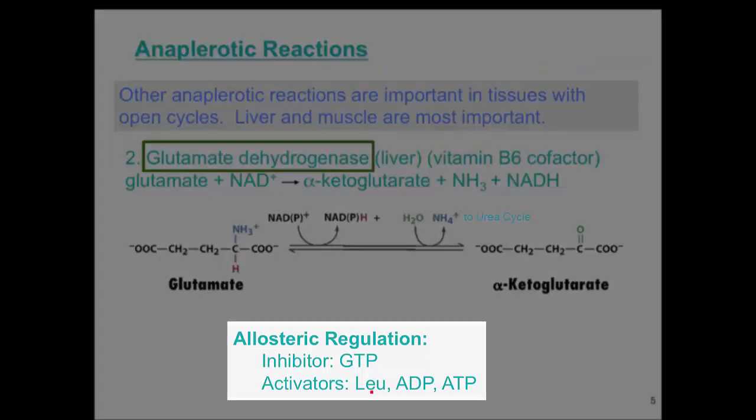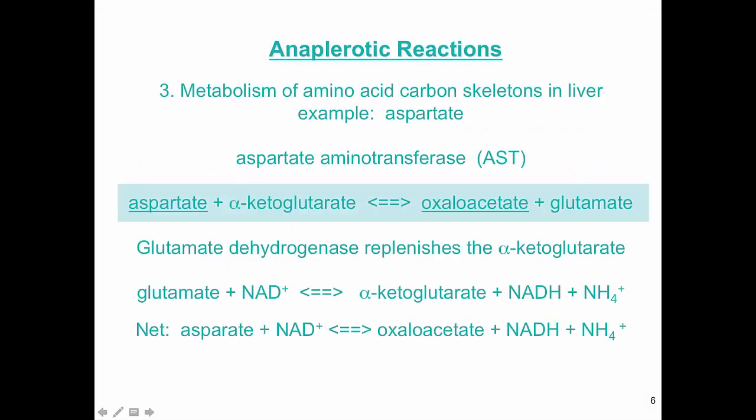This enzyme has allosteric regulators. It's activated by high supply of the amino acid leucine, and I've never seen a good explanation for the regulation of this enzyme by nucleotides. Now, amino acids can also be anaplerotic in a more complicated way.